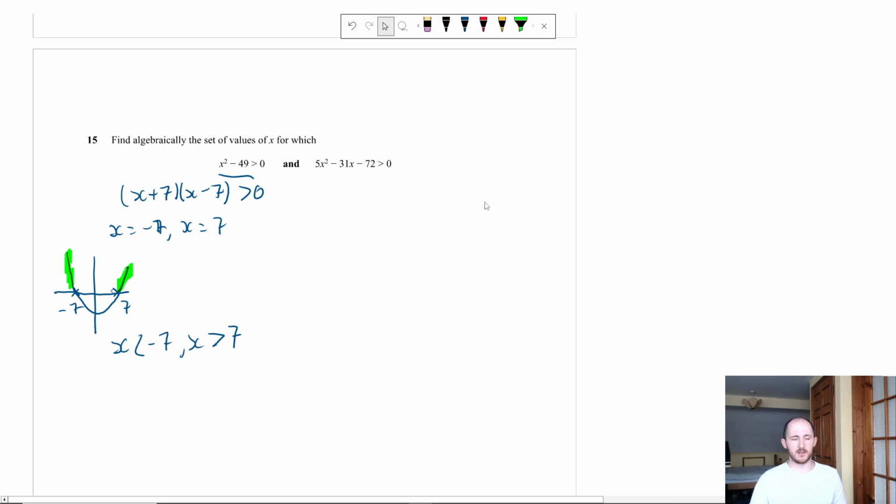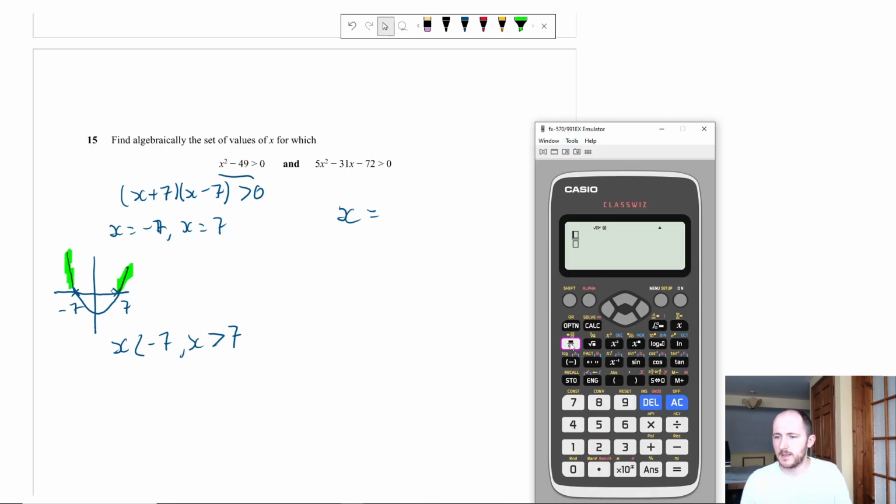To do the same thing for this, we just need to work out the two solutions. I don't think you can factorize that. Actually, you probably can. You can definitely factorize that. But if you want, you can just use the quadratic formula, which I always find to be a bit preferable. So we have the calculator: minus b, so minus open bracket minus 31. That says 21.